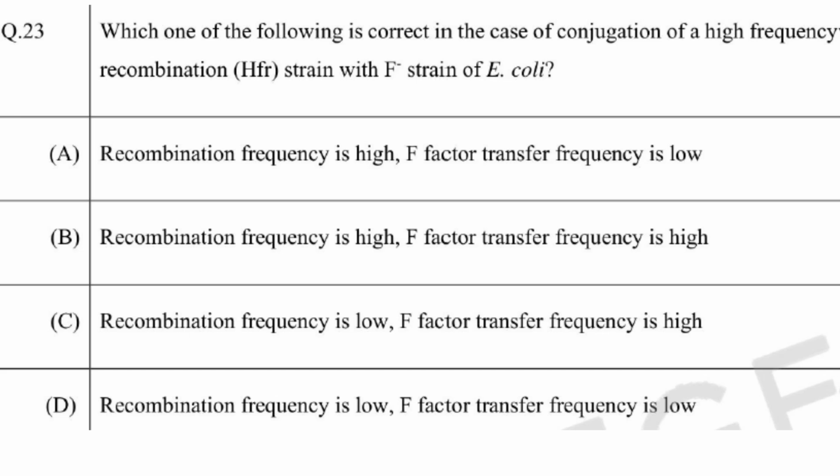So recombination frequency is high. Yes, that's correct. F factor transfer frequency is low. A is correct, A is the answer. Recombination frequency is high, that's correct, but F factor transfer frequency is also high, that is not correct. Recombination frequency is low, so C and D are not correct.